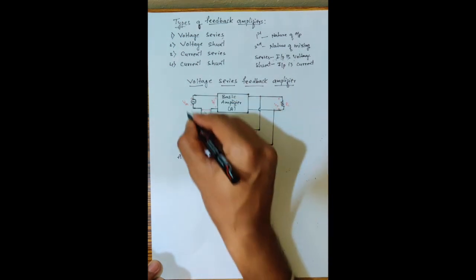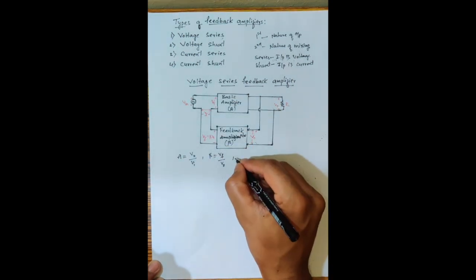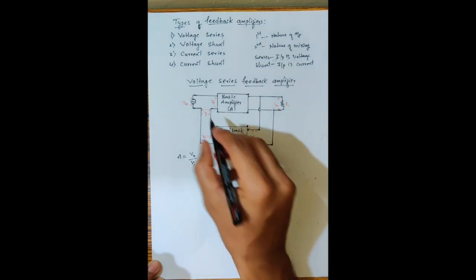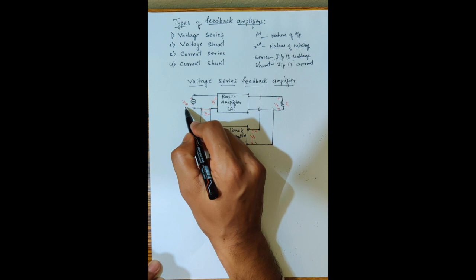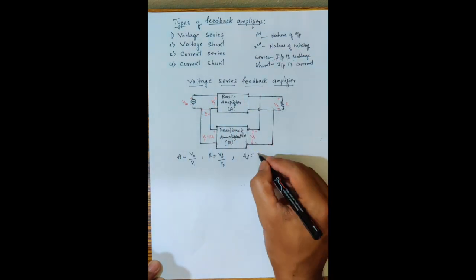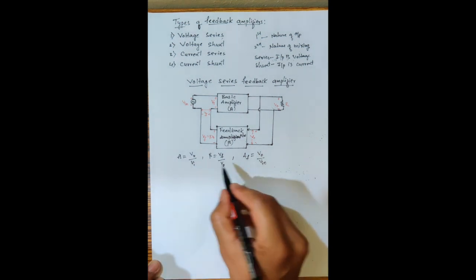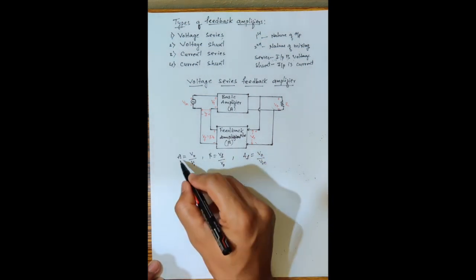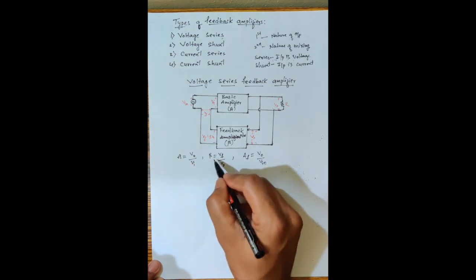Similarly, the gain of the total feedback amplifier is AF, where the input for this feedback amplifier is V in, and the output is V output. So it is V output by V in. So how to calculate the total gain of a feedback amplifier in terms of the basic amplifier gain and the feedback network or feedback factor?